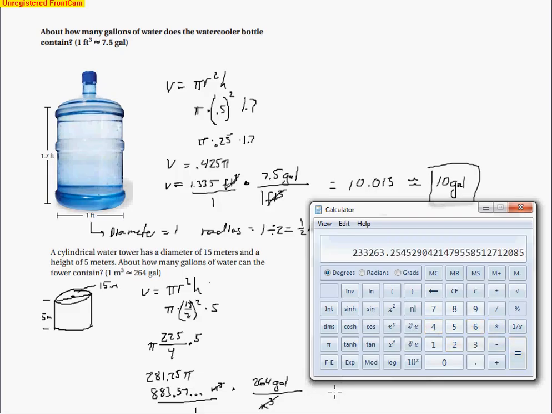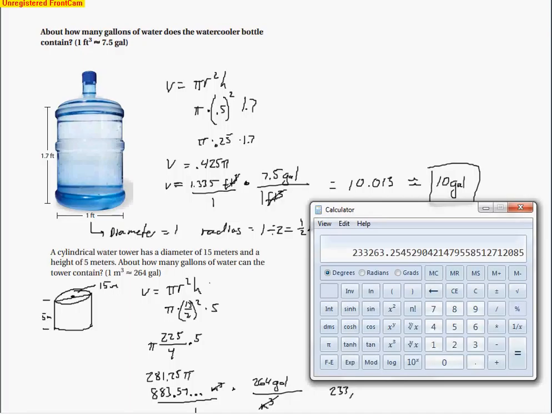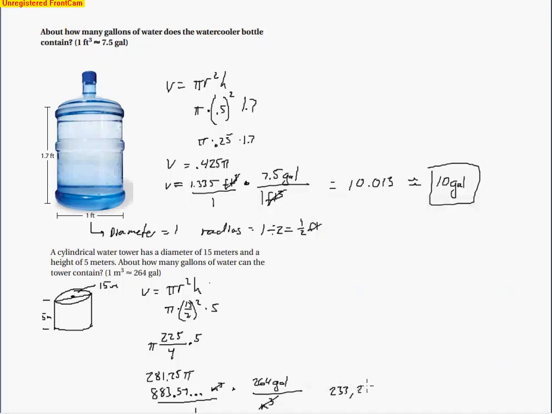So it looks like it's 233,263.25, and it kind of keeps on going. So this is about how many gallons? Well, we'll just round to the nearest gallon, so we'll call that about 233,263 gallons of water is what that water tower will hold. So those are the types of problems you're going to see on tonight's assignment.